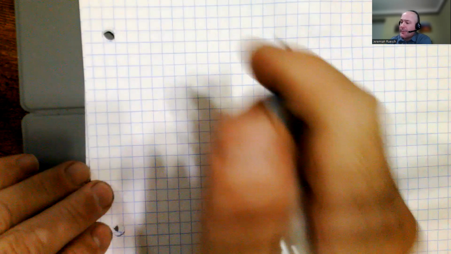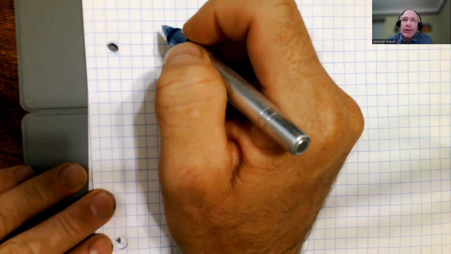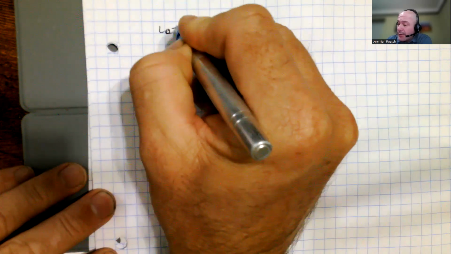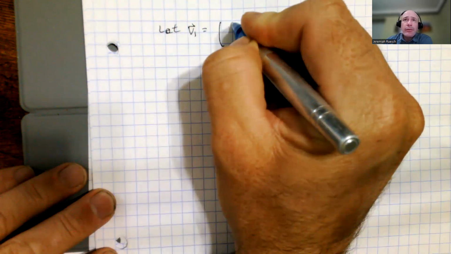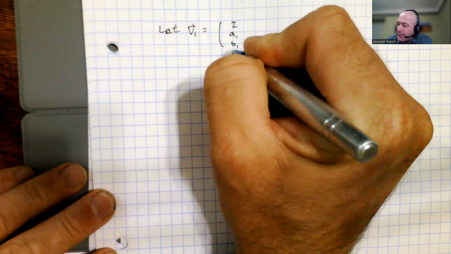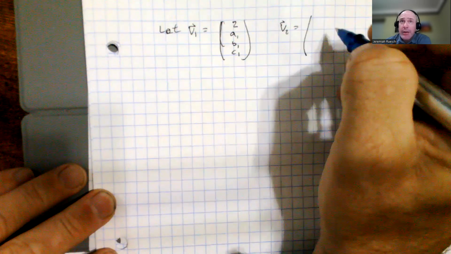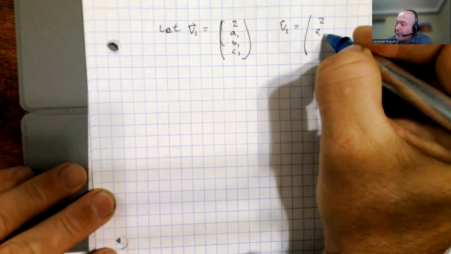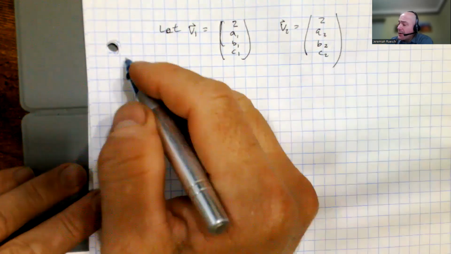Next example: show that the set of M vectors whose first component is 2 does not form a subspace. So we're going to let V1 equal the set of M vectors whose first component is 2, so the 2 is fixed, and then we'll have A1, B1, and C1. So that's our first vector. And then let's consider our second vector. It'll be the same form: 2, A2, B2, C2.